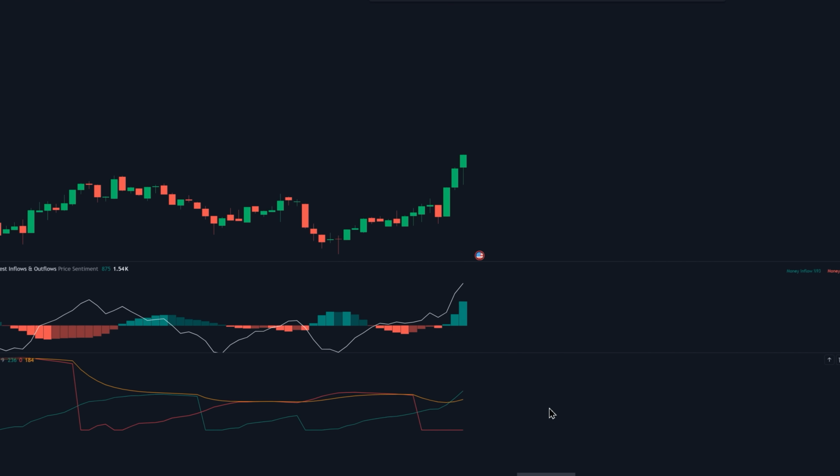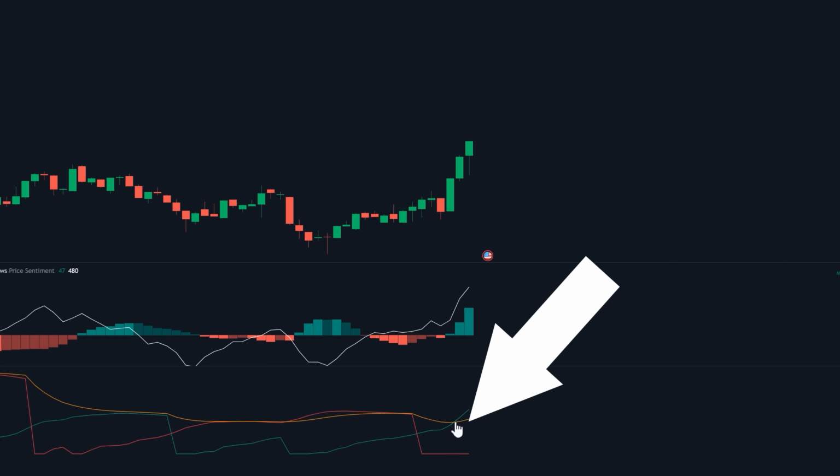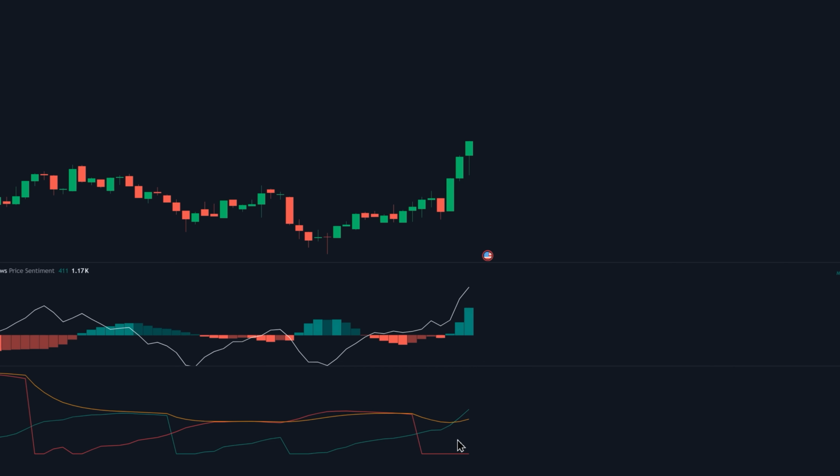You first of all want to have a buy signal printed from the Andean Oscillator. A buy signal happens when this blue line crosses above the orange line. So a blue line going above the orange line, like this, is a buy signal. And then a sell signal happens when this red line crosses above the orange line. But this will be for a short position.